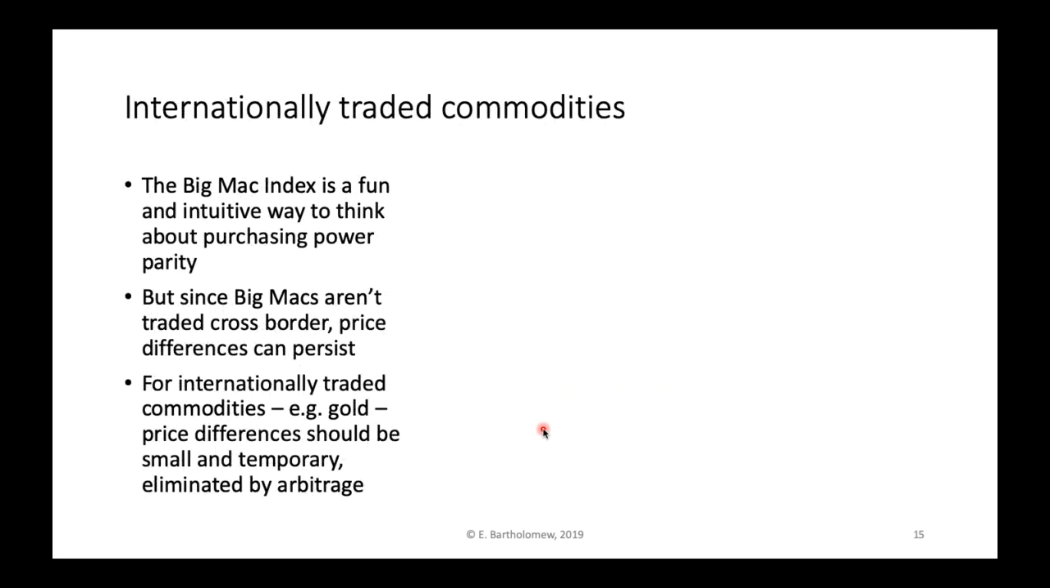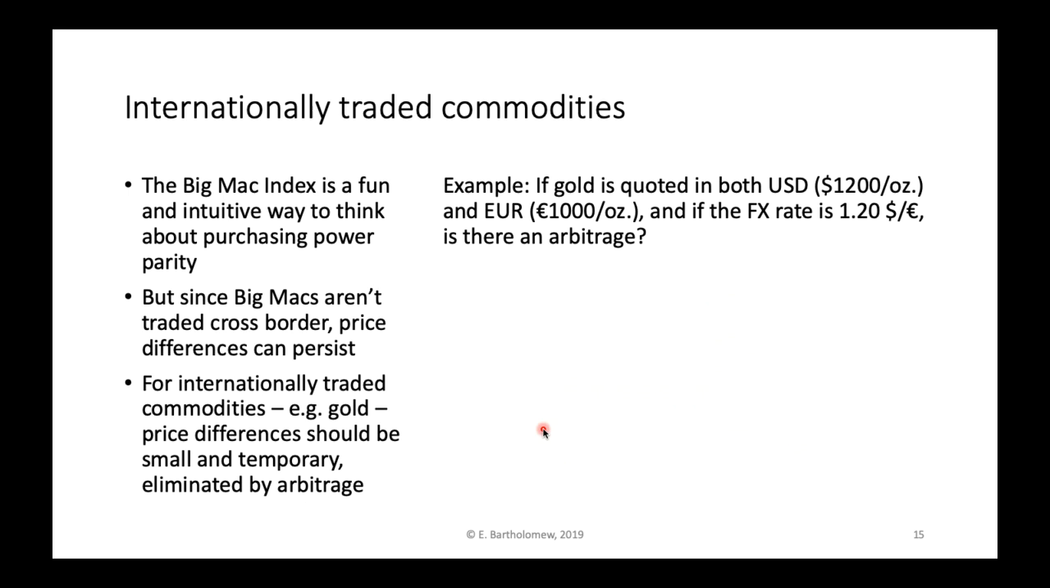But you know, what's true for the Big Mac is not true for internationally traded commodities like oil or gold. So let's look at one specific case, gold. And here we would expect price differentials to be small and temporary and to be eliminated by arbitrage. So consider this example. Suppose gold is quoted in both US dollars at $1,200 an ounce and in euros at 1,000 euros per ounce. And if the FX rate is 1.20, the question is: is there an arbitrage?